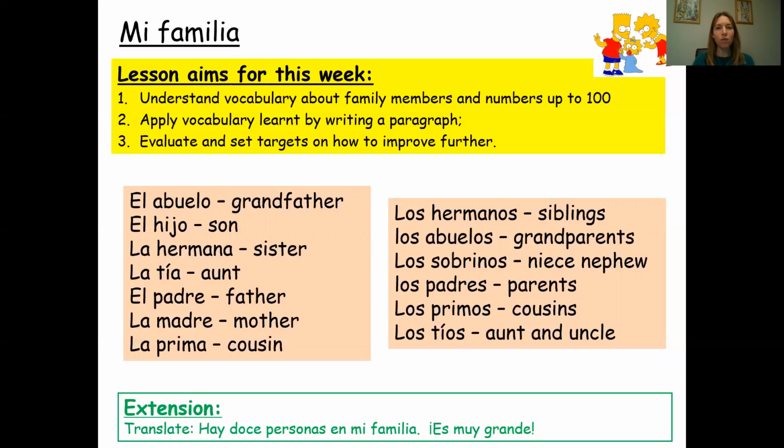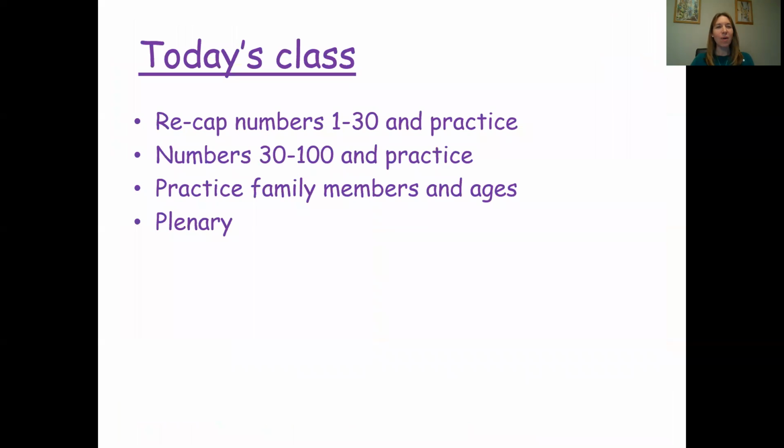Okay, hopefully you've got most of that right. You've identified the words and also added on the article. Let's move on. So our class today, we are going to recap our numbers 1 to 30 and practice using those. We're going to look at numbers 30 to 100 and practice using those. We're then going to consolidate that with the family members and ages, and then we'll do finally our plenary.